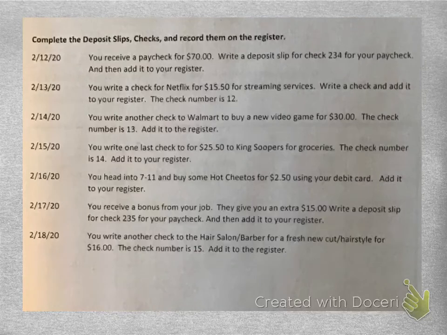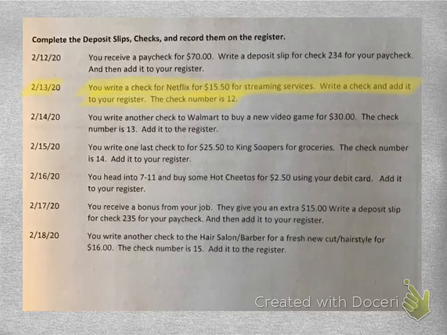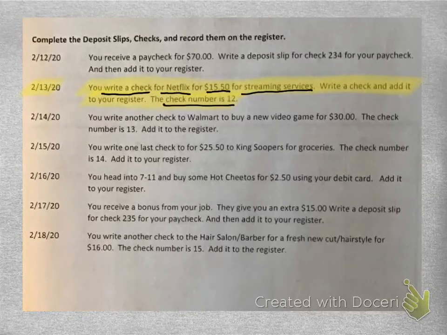We're going to be looking at this second row on our assignment from last week, which says on the date of 2/13/2020, you write a check for Netflix for $15.50 for streaming services. Write a check and add it to your register. The check number is 12. In this video, we won't write the check in our register. We'll just write the check, and we'll look at how to write a register entry in another video.